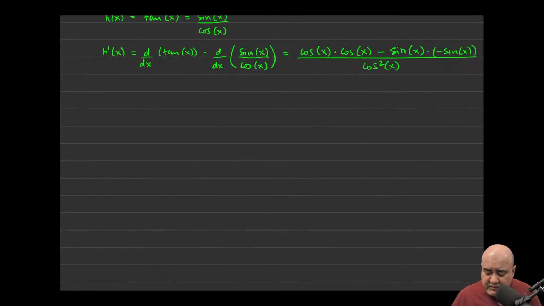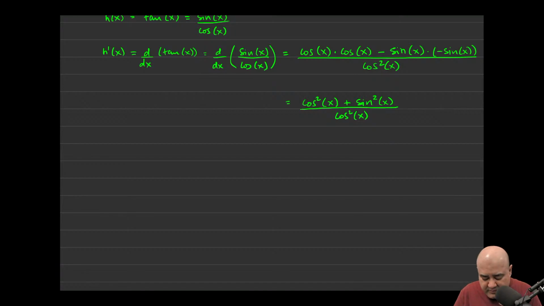Now at this stage, we can recognize that cosine x times cosine x is simply cosine squared x. That's not too bad. And then a negative sine x times negative sine x will give us a positive sine squared x, all over cosine squared x. Hopefully you remember the Pythagorean identity. Sine squared x plus cosine squared x is 1. Well, by commutative property of addition, cosine squared x plus sine squared x would be 1 as well.